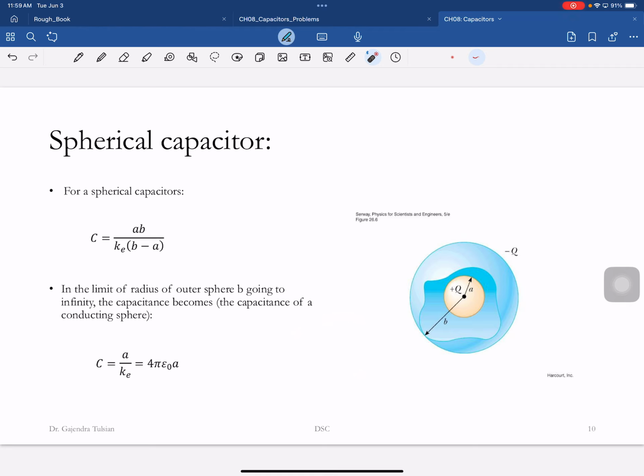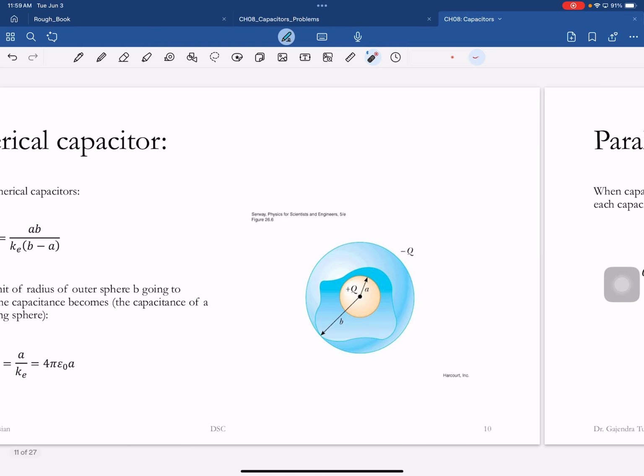You might have seen a metal sphere with sparks flying off it. Yeah, a Tesla coil. So the capacitance of that object is 4 pi epsilon naught times A.